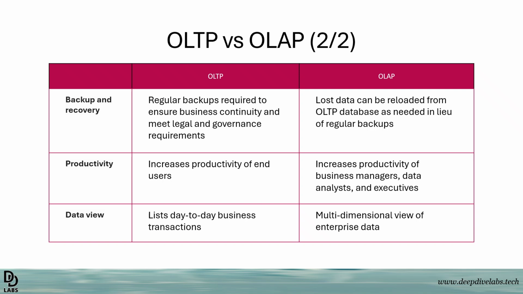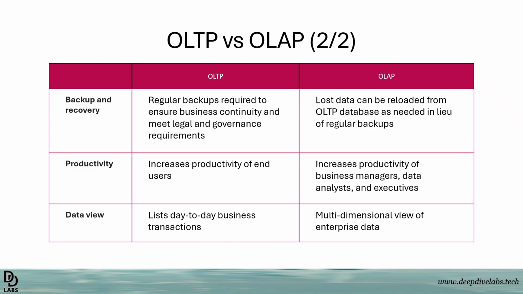Continuing on with regard to backup and recovery, in OLTP regular backups are required to ensure business continuity and to meet legal and governance requirements, right? Whereas in OLAP, lost data can be reloaded from the OLTP system because it is coming from the operational database, which is the equivalent of your regular backup. Of course, there is also backup archiving that happens in OLAP as well, of what we call the cold data, right? Data that is not very relevant at a particular point in time.